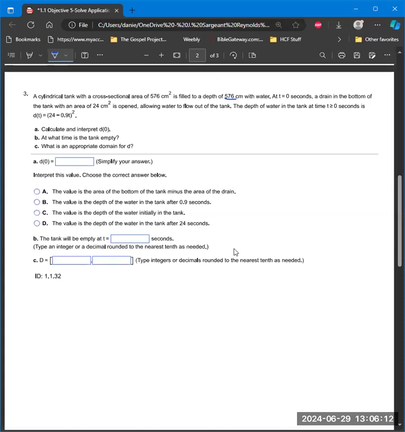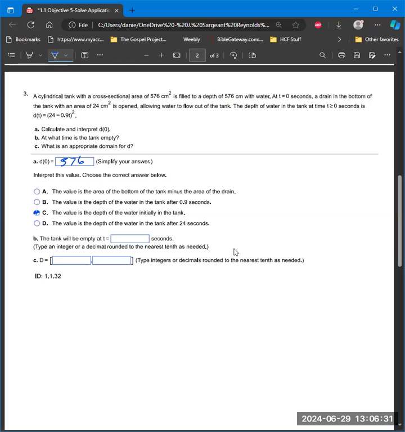So calculate and interpret d of 0. That would be the depth of the water at time 0, which we know was 576. That was given to us in the problem. Don't even have to stick it in there to see that, but that is 24 squared. This is C, the value of the depth of the water initially in the tank.